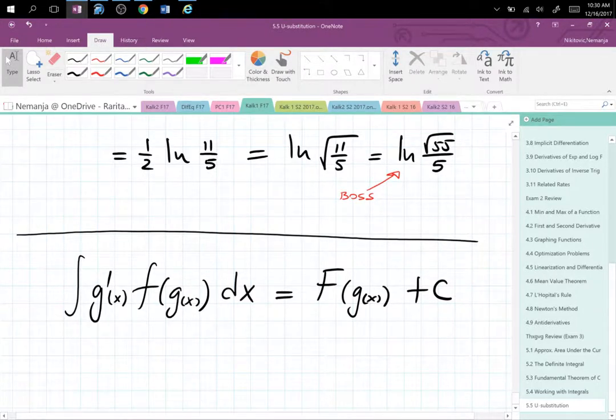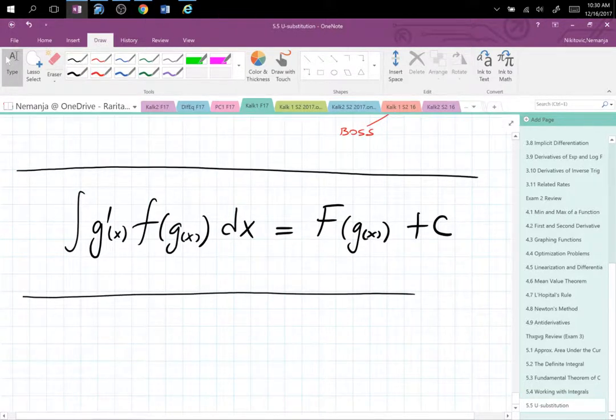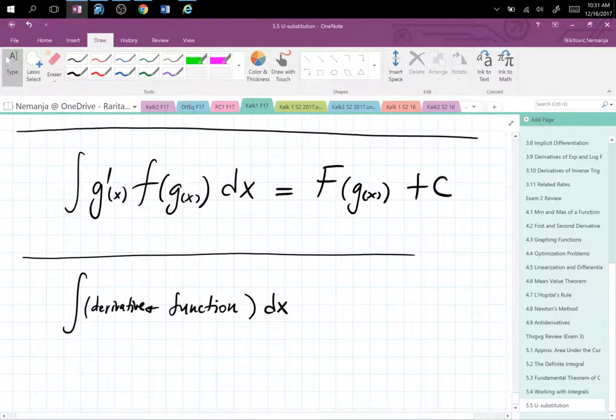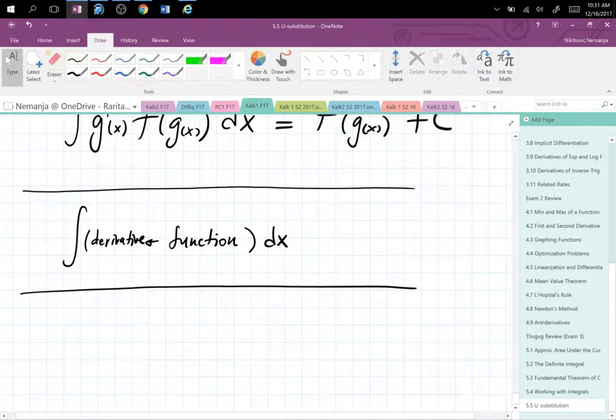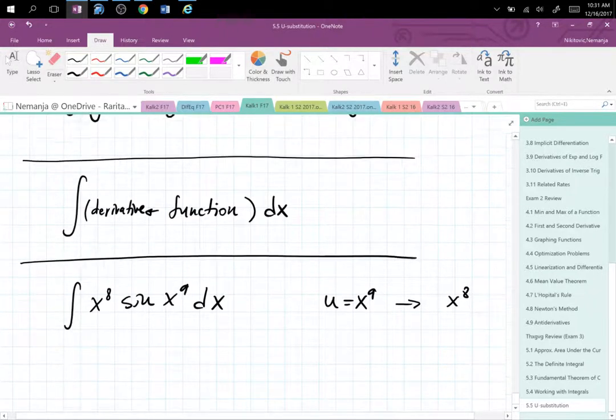So this is like a formula, but we understand it much better if we think about what I call a function-derivative pair. So the integral of a function and then its derivative, dx. If we are observing trig, for instance, the integral of x to the 8 sine of x to the 9 dx, we have that u is equal to x to the 9 because the derivative, x to the 8, is present.